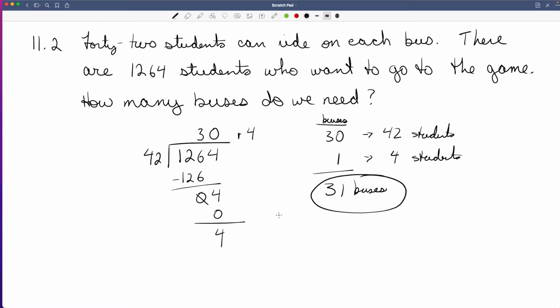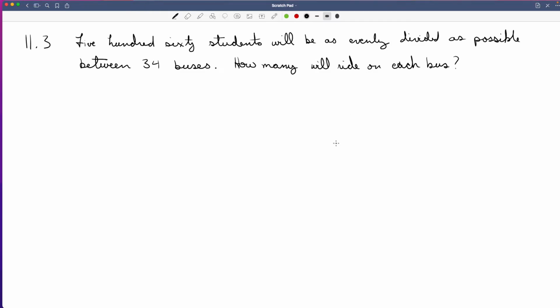All right, so I'm going to pause it and let's put another problem up here. All right, in this problem, 11.3, 560 students will be as evenly divided as possible between 34 buses. How many will ride on each bus? So we take those 560 students and we're going to split them evenly between the 34 buses. So let's see what we have.